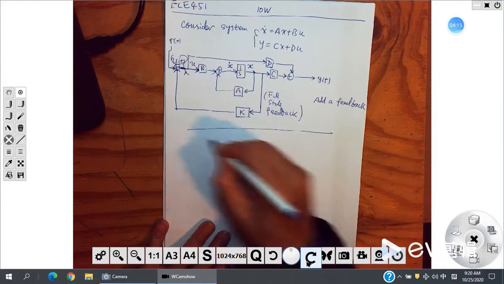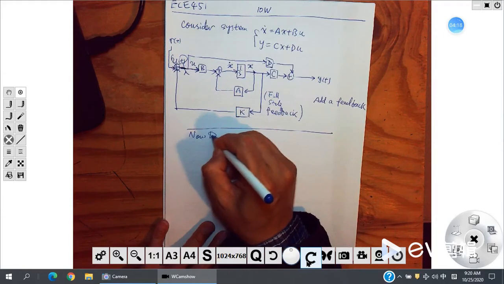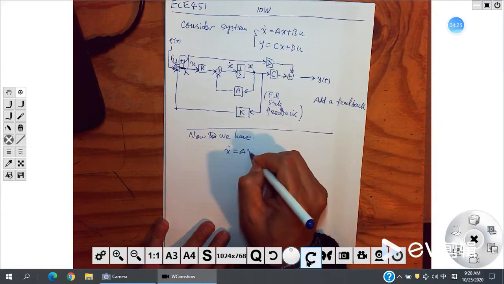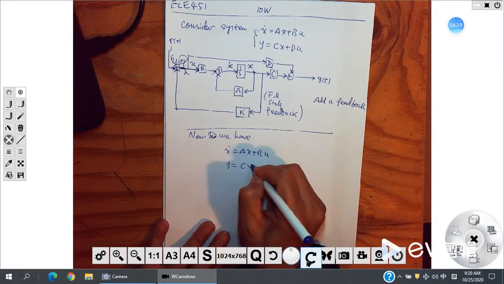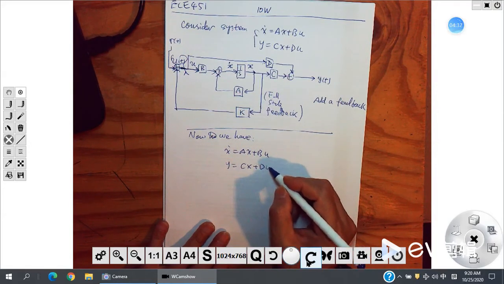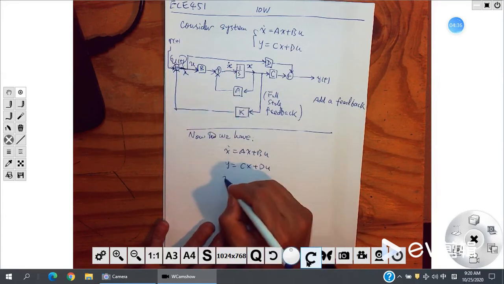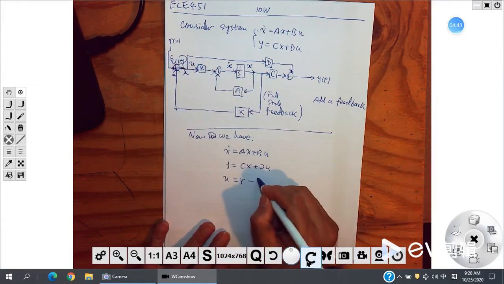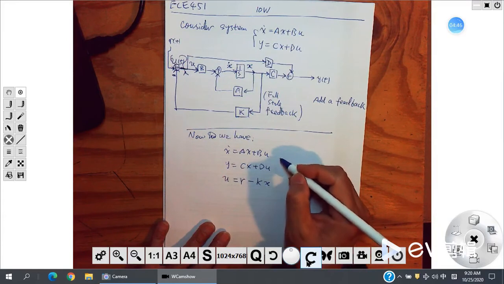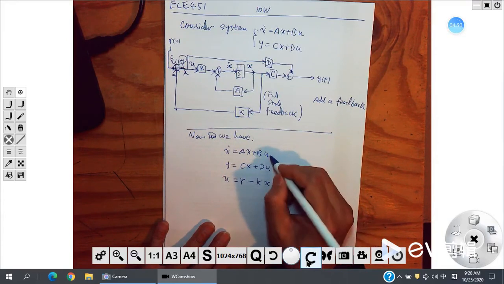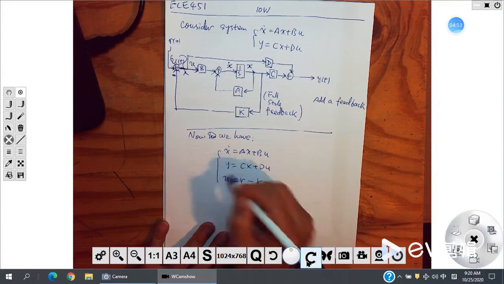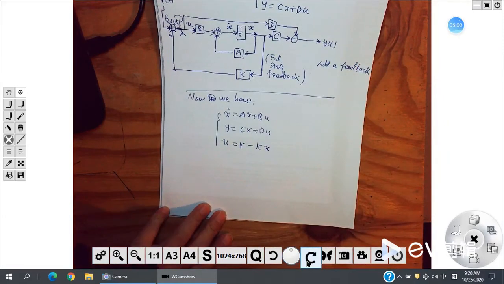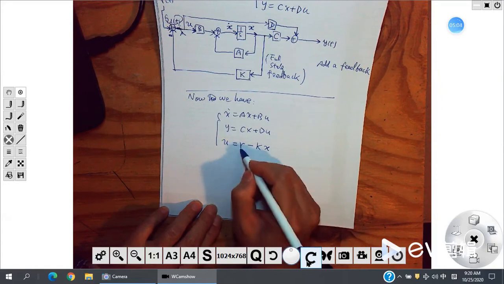So now we still have these two, right? X dot equal to Ax plus Bu, y equal to Cx plus Du, but we have something more. This u now will be r, with a negative here, r minus K times x. So u is r minus Kx. This system is different from the original one because we have one more variable, r. Now r is the input.